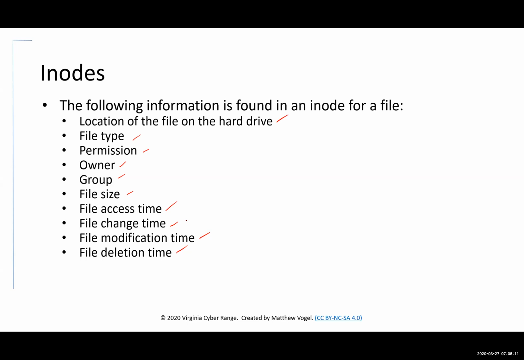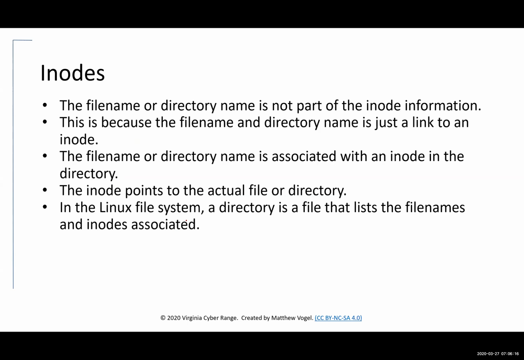And there's an interesting bit of data that's not on this list that you may have recognized already. That is that the file name or directory name is not part of the inode information. With all that list of stuff related to the file that's contained in the inode, the name of the file is not in there. That's because a file can have multiple different names, and each one of those names is a link to the file, right? So here we say this is because the file name and directory name is just a link to an inode.